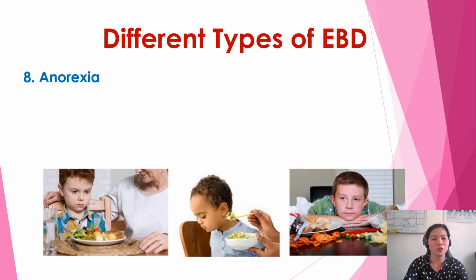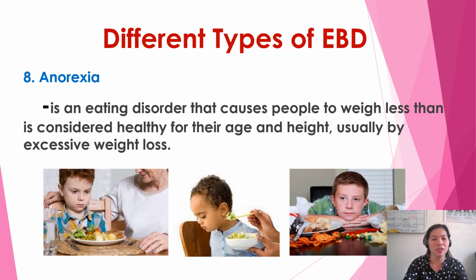Eighth is anorexia. Anorexia is an eating disorder that causes people to weigh less than is considered healthy for their age and height, usually by excessive weight loss. People with this disorder may have an intense fear of weight gain. Even when they are underweight, they may diet, exercise too much, or use other ways to lose weight.